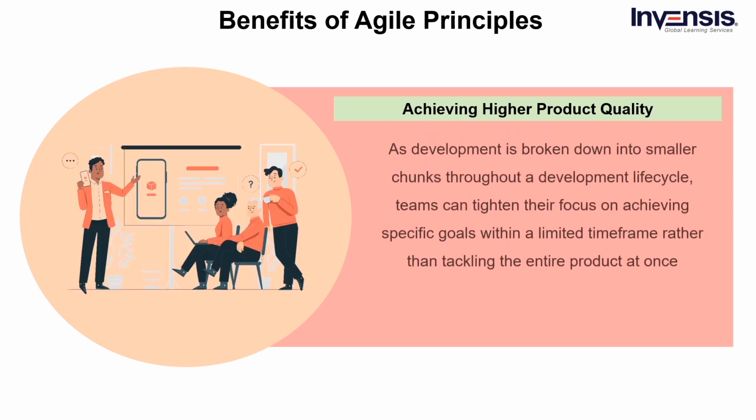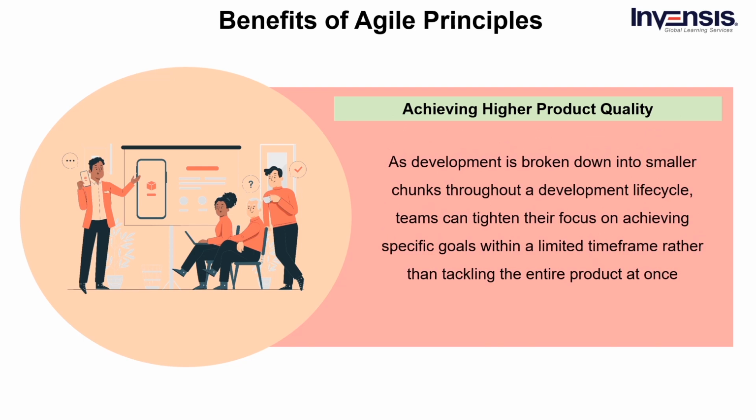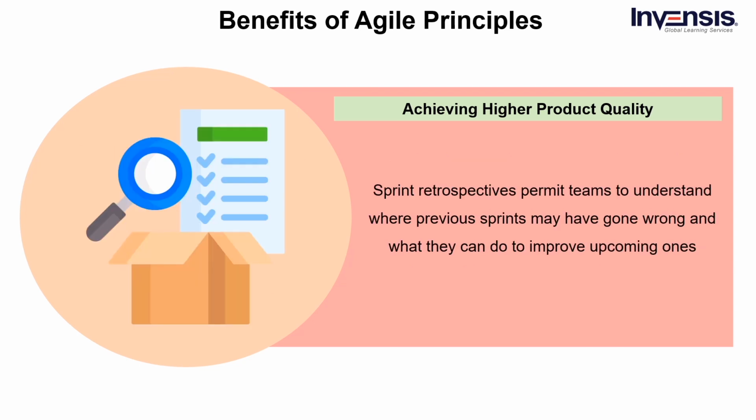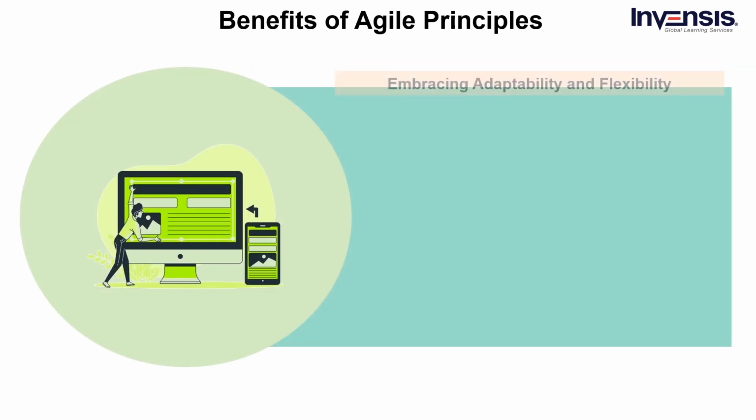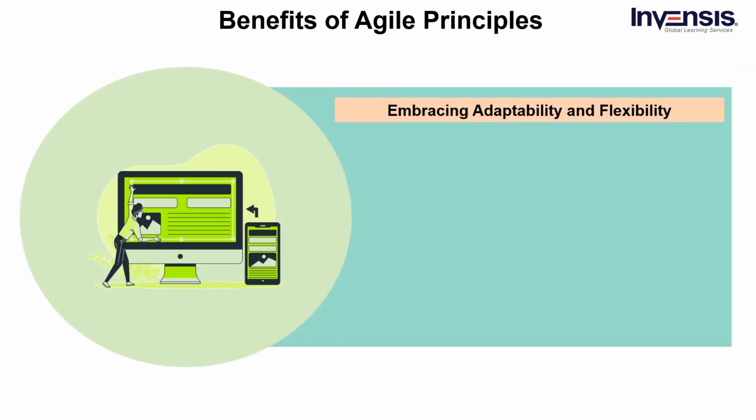As development is broken down into smaller chunks throughout a development life cycle, teams can tighten their focus on achieving specific goals within a limited time frame rather than tackling the entire product at once. Sprint retrospectives permit teams to understand where previous sprints may have gone wrong and what they can do to improve upcoming ones. Embracing adaptability and flexibility.